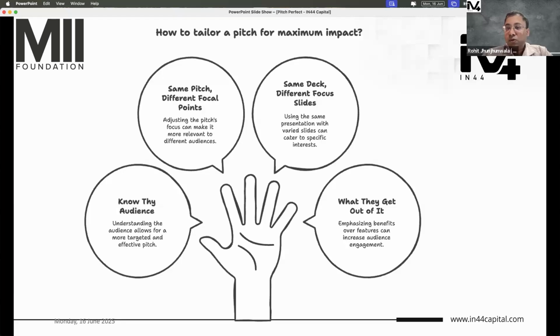So first of all, you need to know the audience. Second, you need to know what exactly you are pitching for. Is it funding? Is it a customer? Is it a team member? Are you hiring for someone and sharing this with them? Do you want them to know what your company is all about? Which different aspects of the company are you going to present? Right, so it's the same deck, but you're going to focus on different slides.